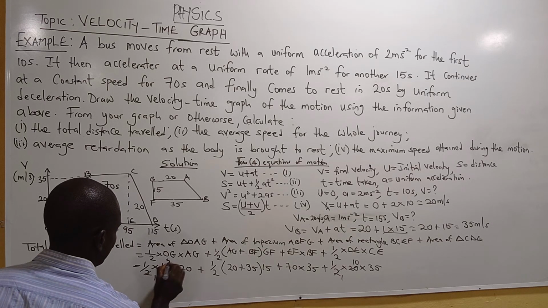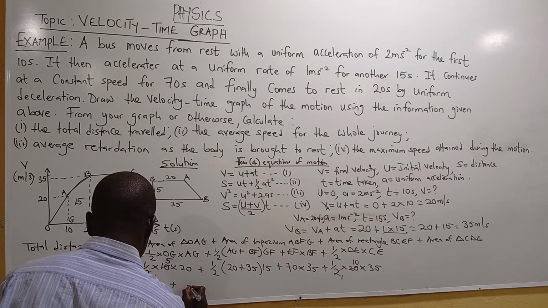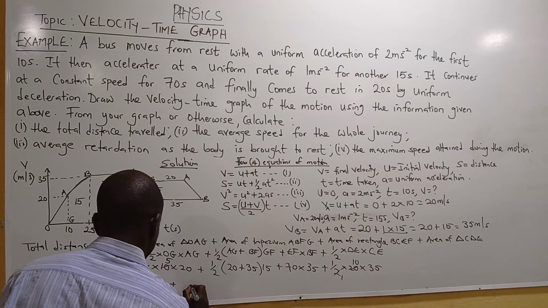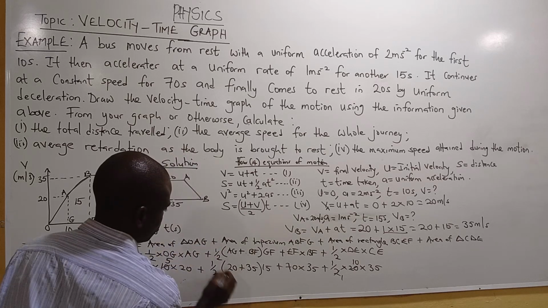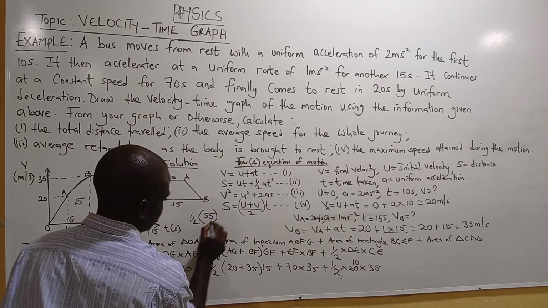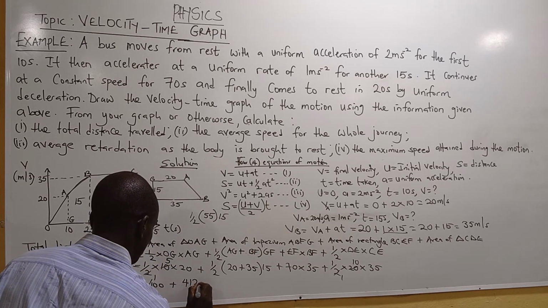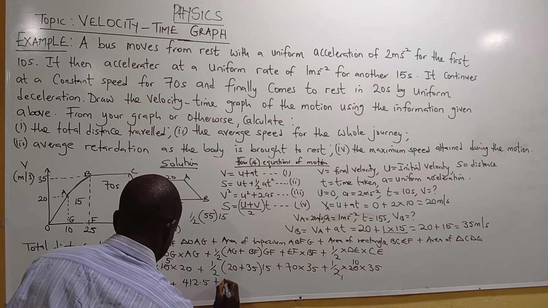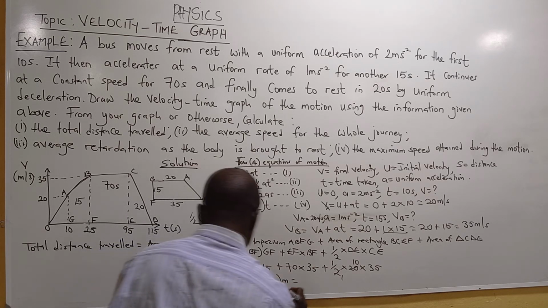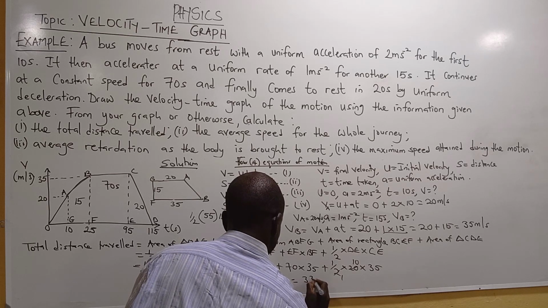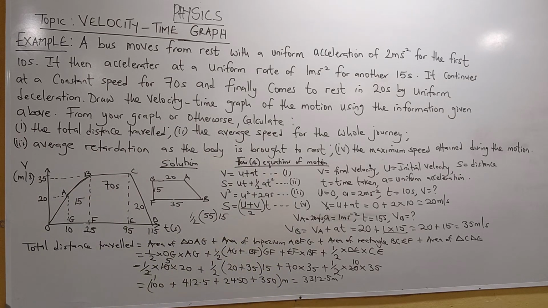2 here 1, 2 here 10. Okay, now 2 here 1, 2 here 5, which is 100 plus, as when you press your calculator, you have 412.5. When you add it together like this, let me have half into 55 multiplied by 15, multiply it and divide by 2. When you do that, you have 412.5 plus, multiplying that, 2450 plus 350 in meters. When you add it, you have 3312.5 meters.